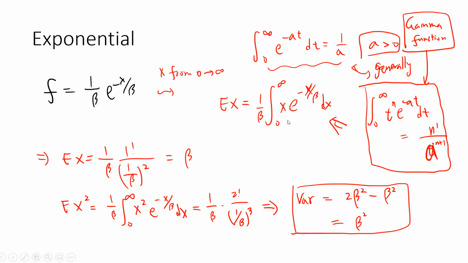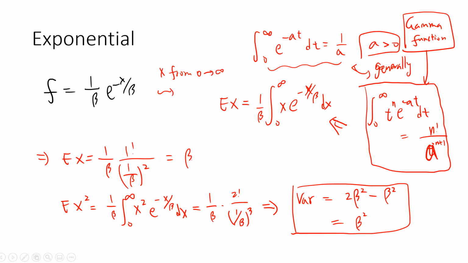And the first one is the expectation. E[x] is here. Okay, so E[x] is 1 over beta times 1 factorial over (1 over beta) squared, right? If you use this formula, a is 1 over beta. So it's 1 over beta times beta squared, so it's beta. Okay, and E[x squared] is the integral of 1 over beta times x squared times exponential of negative x divided by beta dx. So it's 1 over beta times 2 factorial divided by (1 over beta) to the cube. So E[x squared] is 2 beta squared, and the variance is 2 beta squared minus beta squared, which is beta squared. Okay.